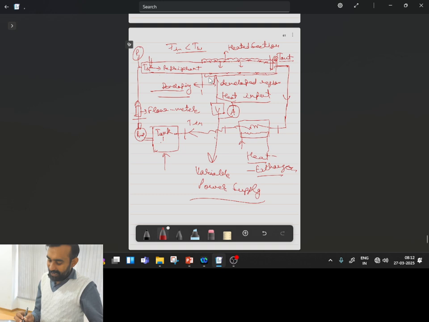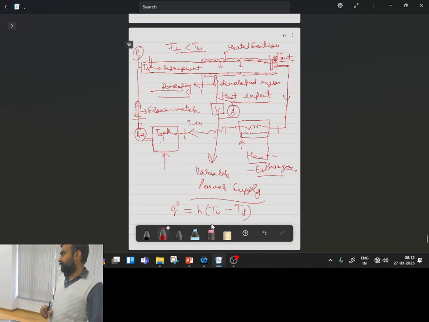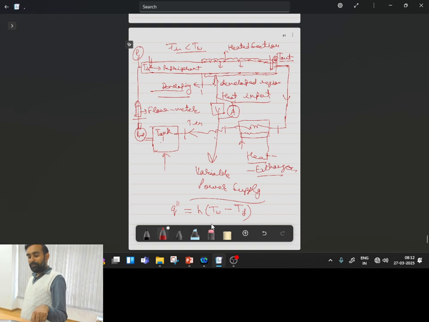Other than that, because over here we are trying to determine the forced convection experiment, we need to apply Newton's law of cooling. As per Newton's law of cooling, for this type of configuration, the heat flux is given in terms of h times T wall minus T fluid. T fluid we are trying to measure with the help of these inner and outer thermocouples.